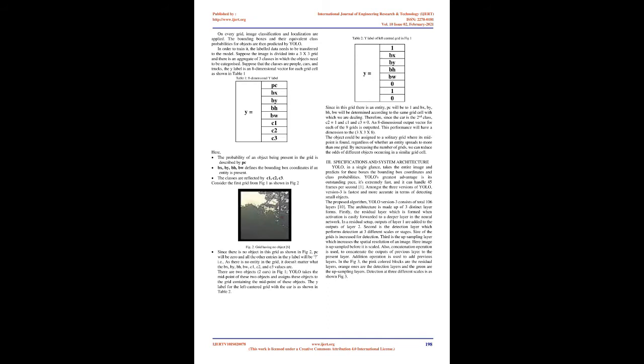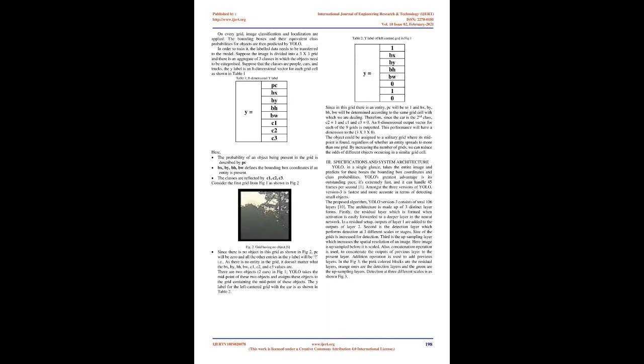Methodology. YOLO takes an input image first and this input image is then divided into grids, say a 3x3 grid, as shown. On every grid, image classification and localization are applied. The bounding boxes and their equivalent class probabilities for objects are then predicted by YOLO. In order to train it, the labeled data needs to be passed to the model. Suppose the image is divided into a 3x3 grid and there is an aggregate of three classes in which the objects need to be categorized.